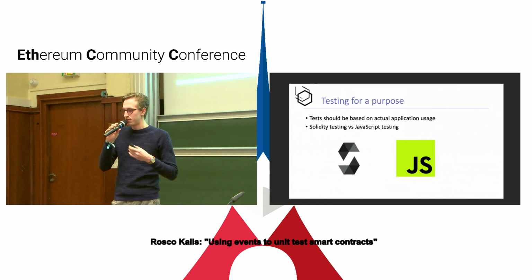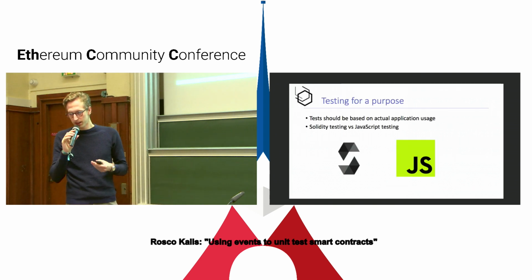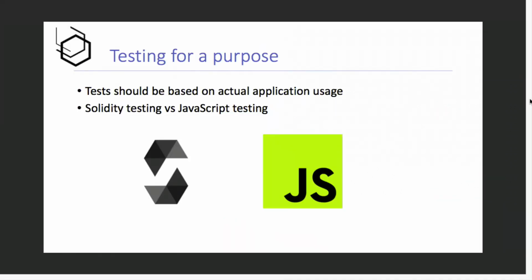So onto testing. Whenever we're testing our smart contracts, or really any software application, it's good to base these tests on the way they will actually be used. So, based on actual application usage. If you're using these events as a way, for instance, to update your UI, like I showed, then you really do want to test that these events have been emitted or have not been emitted, or that the values are correct.